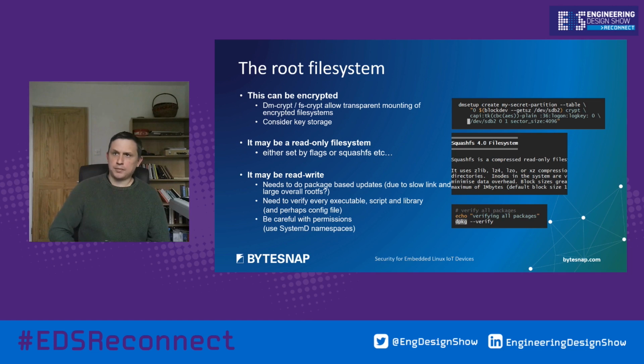So the root file system can be encrypted. There are various kernel modules like dm-crypt and fscrypt that allow transparent mounting of file systems. So you can read and write, and from the system perspective, you don't even know that it's encrypted, but it is. But it depends on the limitations of your platform or file system.